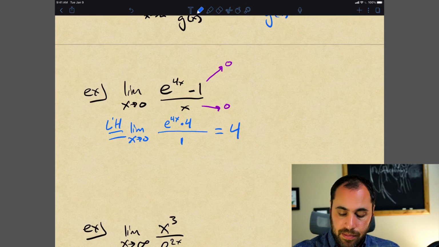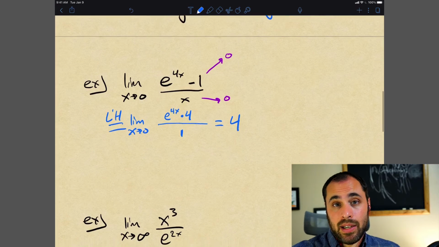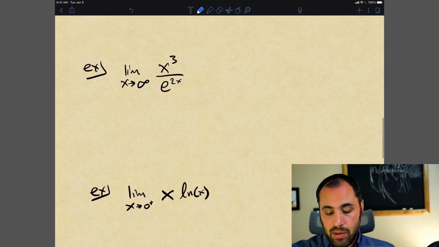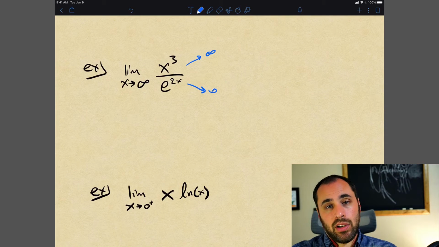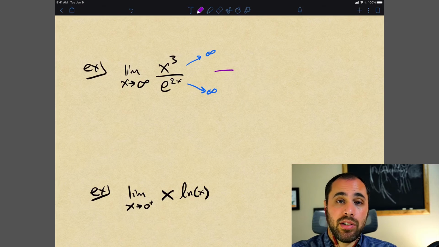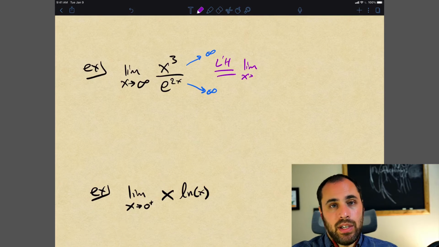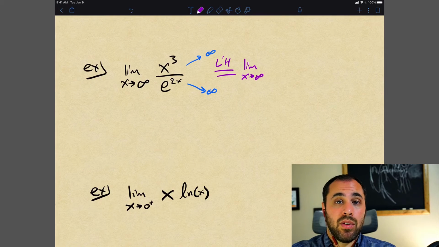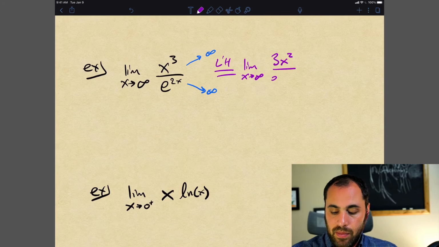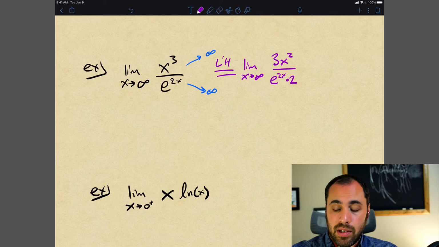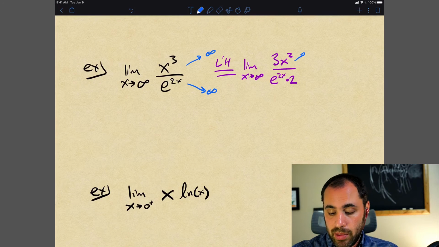The next example: we can't exactly plug in x equals infinity, but we know that as x gets really large, x cubed gets really large. As x gets really large, e to the 2x gets really large. So these things approach infinity. Infinity over infinity is an indeterminate form. So we're clear to use L'Hopital's rule in that case. We'll take the derivative upstairs and downstairs, and say that our original limit is now equivalent to this new limit.